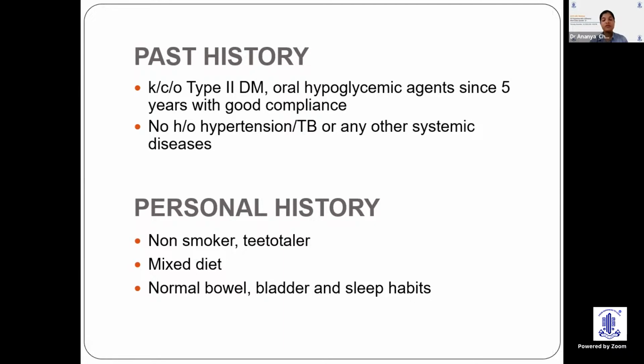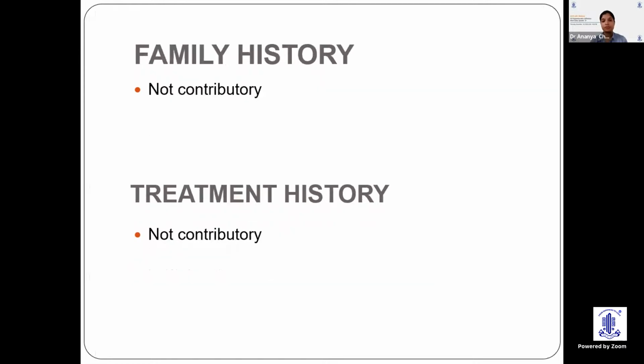She was a known case of type 2 diabetes mellitus and was on oral hypoglycemic agents since last 5 years with good compliance. There was no history of hypertension, tuberculosis, or any other systemic diseases. She was a non-smoker, teetotaler, consumed mixed diet, and had normal bowel, bladder, and sleep habits. Family history, not contributory. Treatment history, nothing significant except for her oral hypoglycemic agents.